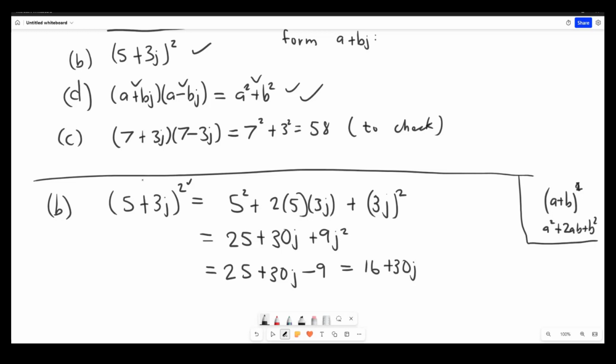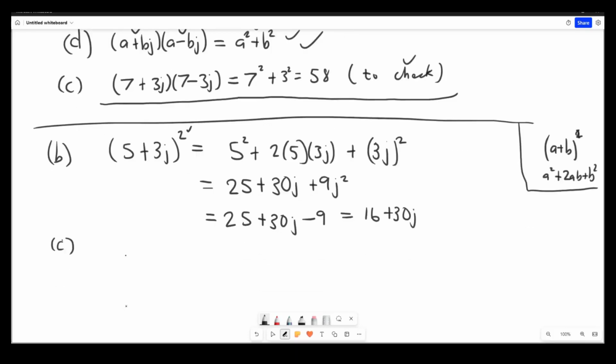Now, let us verify the answer for C. Let us see indeed if I'm correct. We said we have to check this. Let's check it quickly now. I said the answer must be exactly 58 based on the D result that we got earlier. So let's do C quickly and see if we got that answer 58. Right, let's write down C.